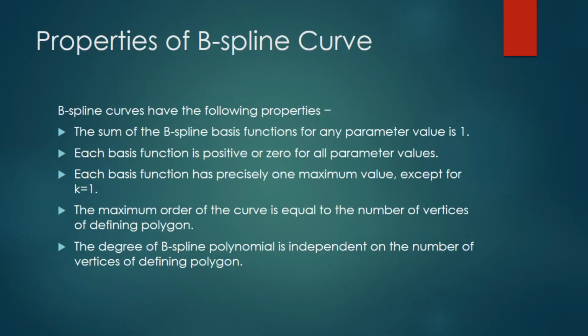Properties of B-spline curves. B-spline curves have the following properties. The sum of the B-spline basis functions for any parameter value is 1. Each basis function is positive or 0 for all parameter values. Each basis function has precisely one maximum value, except for k equals 1. The maximum order of the curve is equal to the number of vertices of the defining polygon. The degree of the B-spline polynomial is independent of the number of vertices of the defining polygon.